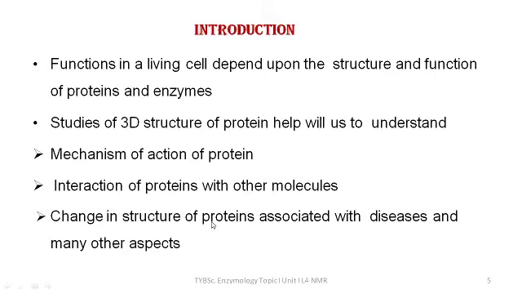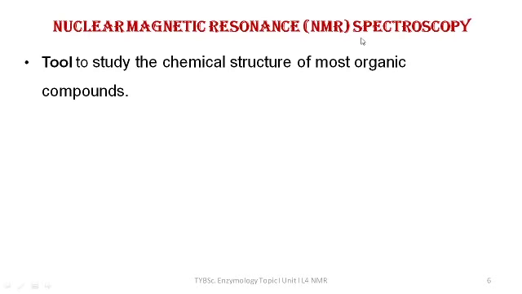In the current scenario of pandemic, we are hearing that the COVID-19 virus is changing its structure. And the change in structure of the COVID-19 virus is associated with its virulence. This can be studied with NMR spectroscopy. NMR spectroscopy is a tool to study the chemical structure of most of the organic compounds. It is opposite to crystallography because we can work with aqueous solutions.